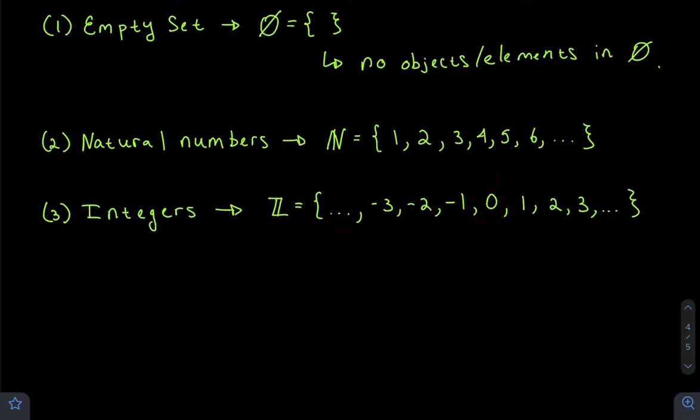Okay, the fourth set will be the set of rational numbers, which gets denoted by a bold-faced Q.